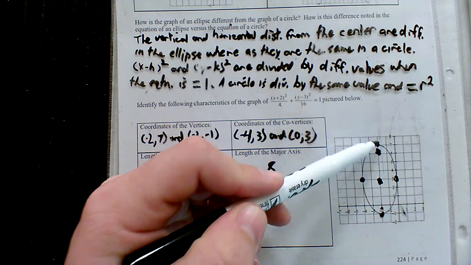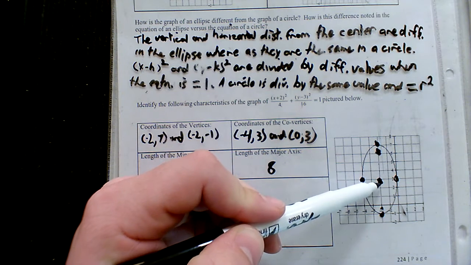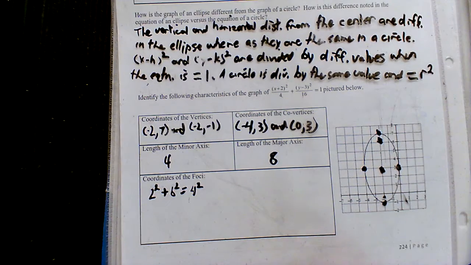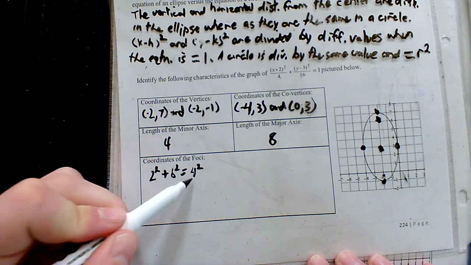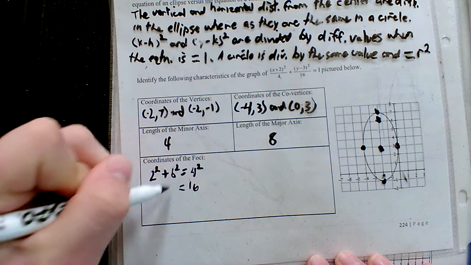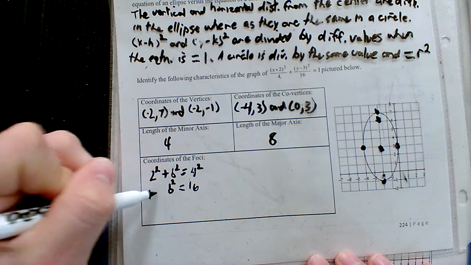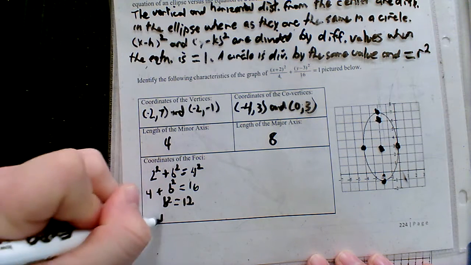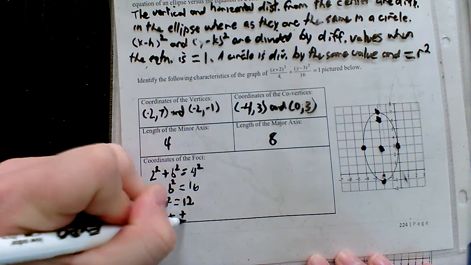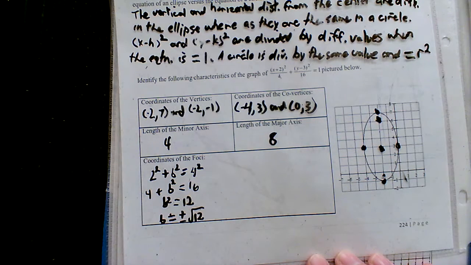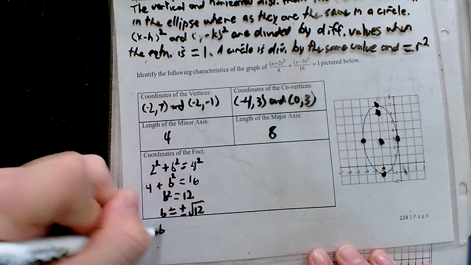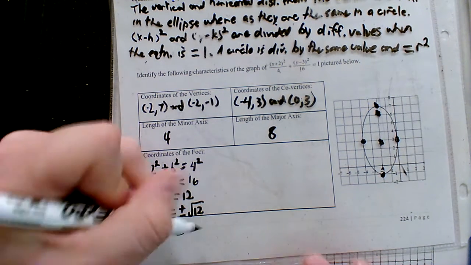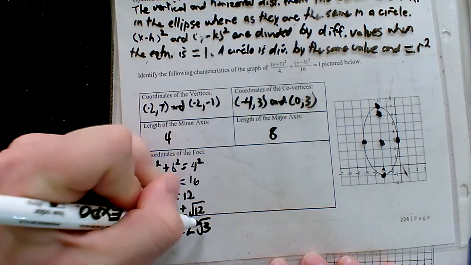It's the same as the center to the vertex, and that is what? 4. So we know it has to be equal to 4 squared. Very good. Now we need to solve for c. So 4 squared would be 16, 2 squared, 4. Solve for b. You get plus or minus square root of 12. And I'm going to simplify that a little bit. Plus or minus, you can do square root of 4 times square root of 3, which would be 2 square roots of 3.